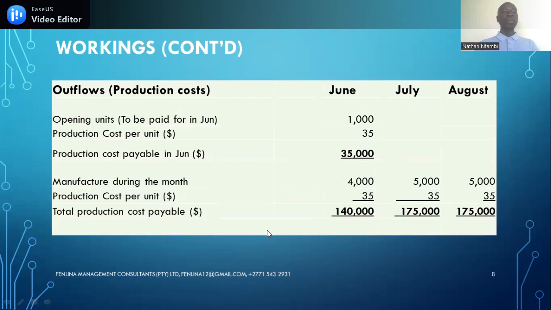Outflows, in this case, production costs. We calculate the opening units to be paid for and have been given at 1,000. We multiply by the production cost per unit of 35 to give us production cost payable in June of 35,000. Then the manufacture during a month is going to be 4,000 multiplied by 35 US dollars to give us 140,175, and 175 for June, July, and August.